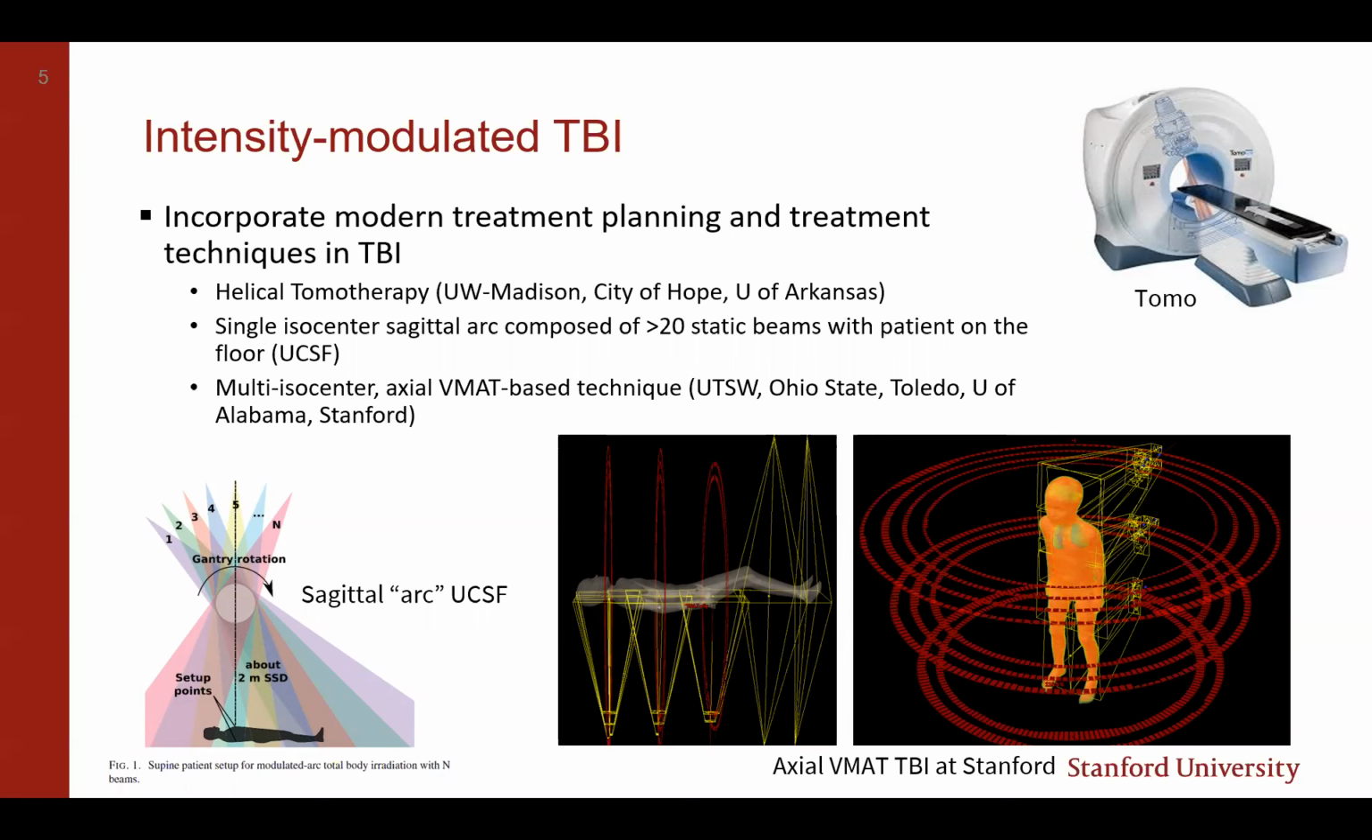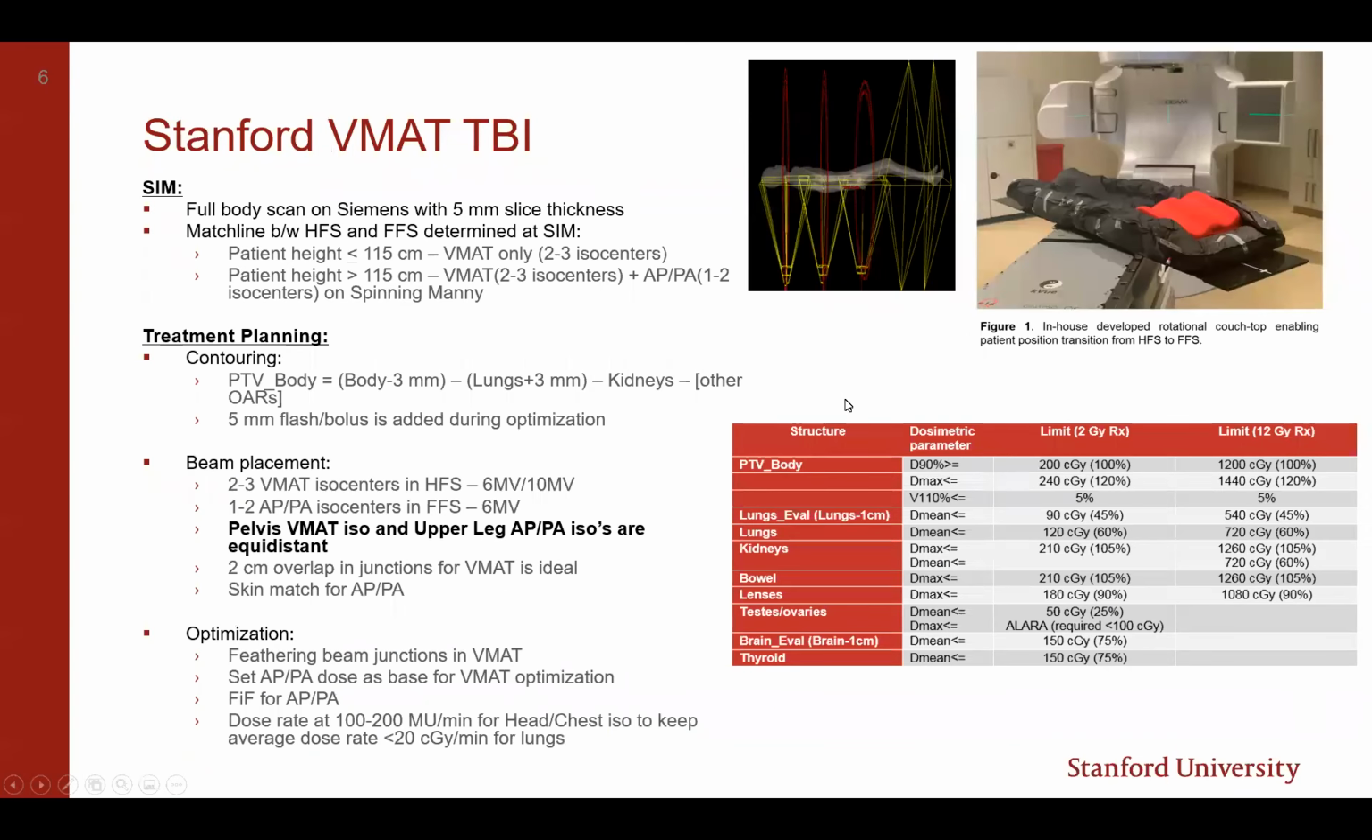where they could then apply intensity modulation to modulate the dose to the entire body of the patient. And one other technique for C-arm Linacs is a multi-isocentric axial VMAT-based technique, as shown in the figures in the bottom right. And this has been adopted by multiple institutions, including us. So we have implemented this technique and treated 13 patients with it to date.